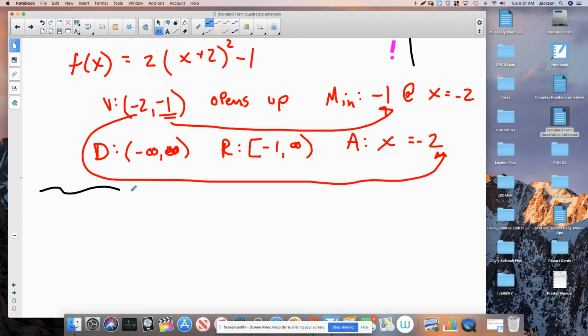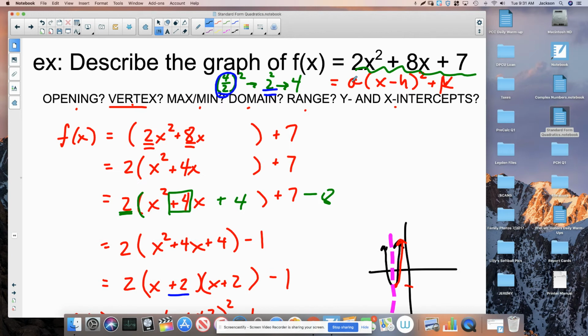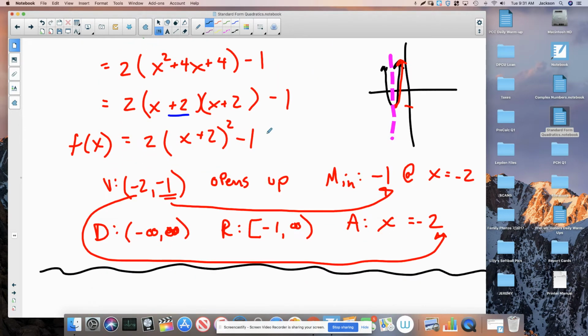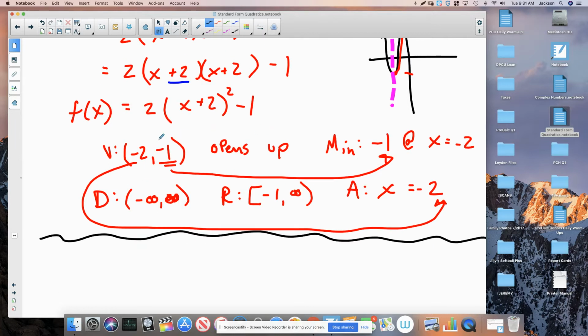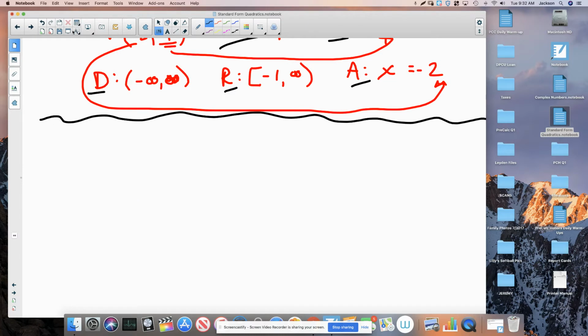Okay, let's finish up this problem where we started with a general form quadratic. We completed the square to end up with standard form or vertex form. We identified the vertex, and then we used that vertex to come up with the opening behavior, to talk about the minimum value, the axis of symmetry, the range, and the domain. The other two pieces of information that we're missing right now are the x and y intercepts. Let's talk about those real quick.